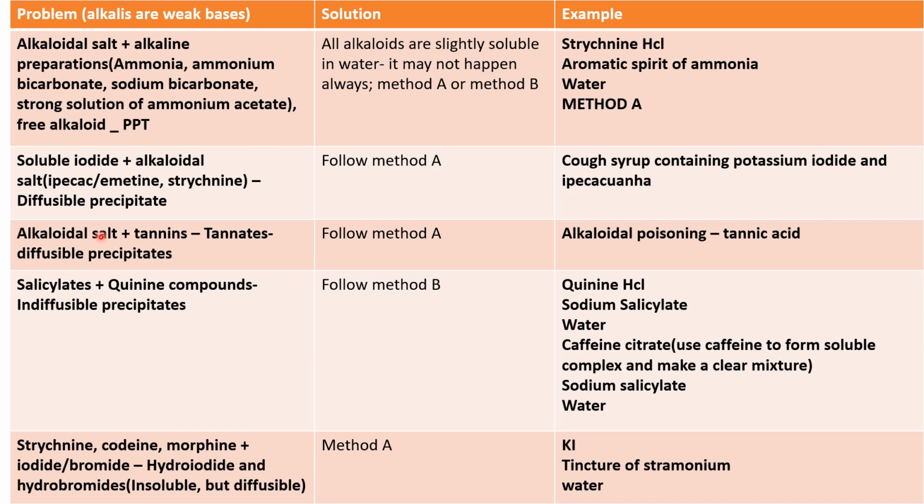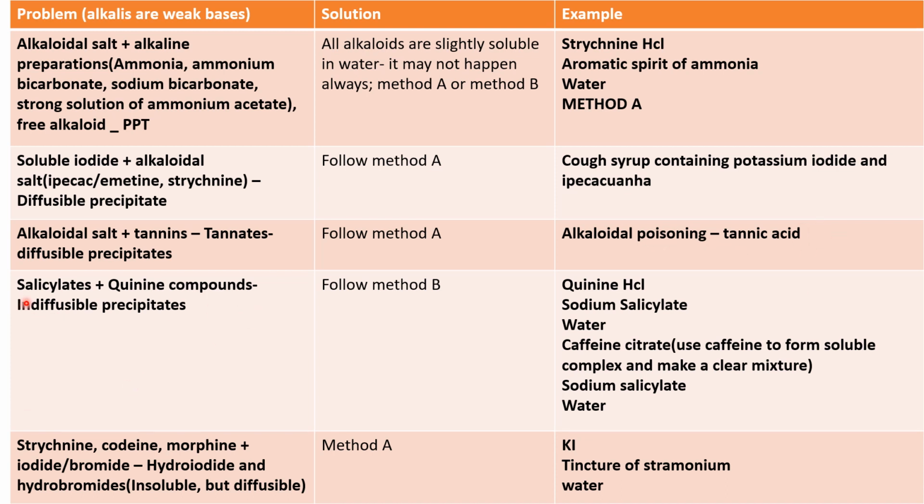Now the third one, alkaloidal salts with tannins. Tannins are also products obtained from plants. When these two are combined, it leads to a diffusible precipitate. What is the method we should use? Follow method A. Example, the same example, alkaloidal poisoning with tannic acid.